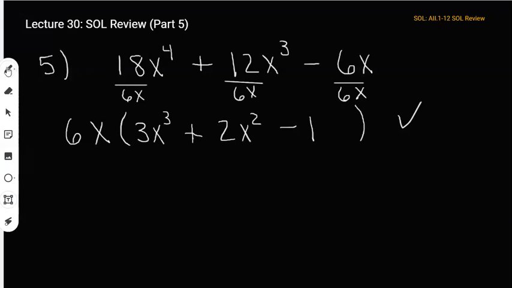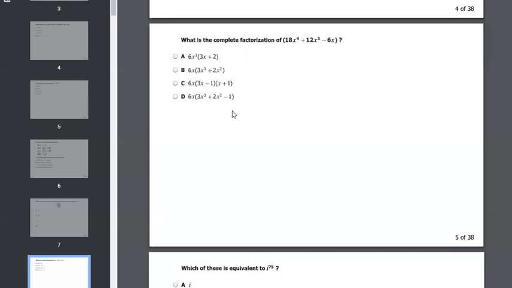Now, whatever we take out from everything, I'm going to underline in red. So this right here, this 6x is called the greatest common factor, the GCF. That's what all 3 of these terms have in common. So which answer is best for this one? Yep, D.